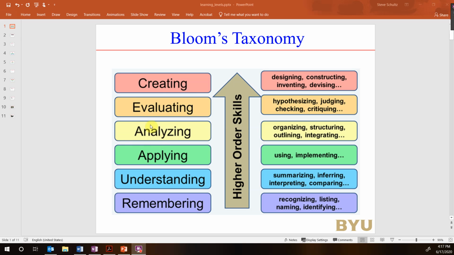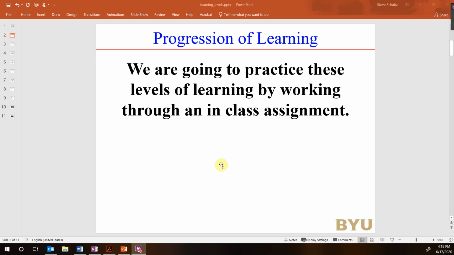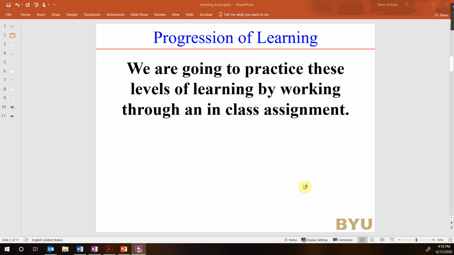This we call analyzing. In most classes, we spend a lot of time analyzing. And we want to get to the point as an engineer to be able to do this creating and/or designing. So in order to understand how all this works, let's apply this to a simple problem. We're going to practice this progression of learning with an in-class assignment. You should all have an in-class assignment that we're going to work together.